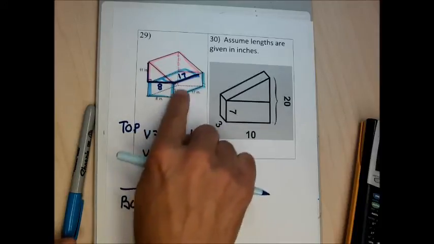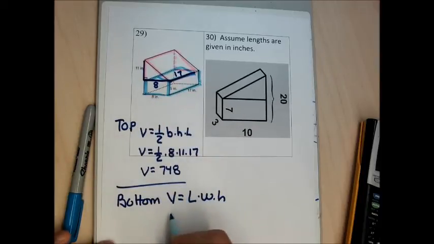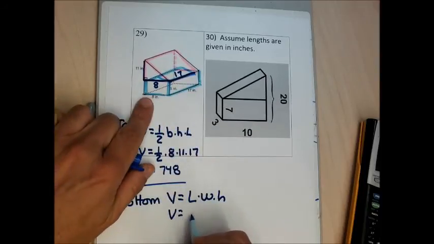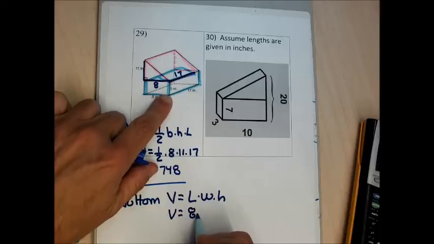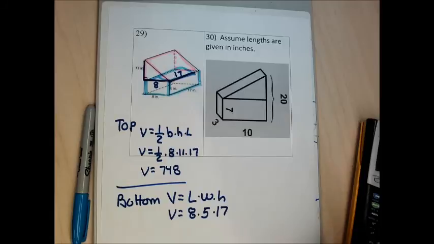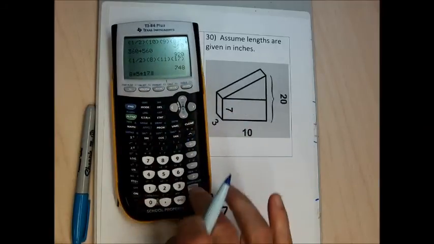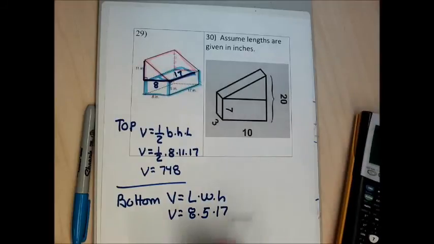I usually take the length and the width from the side of the rectangle that has both sides labeled. I'm going to call that 8 a length, that 5 a width, and then the 17 is going to be a height. So I'm going to do 8 times 5 times 17 for the bottom and get 680.